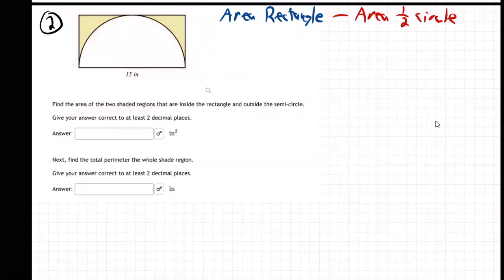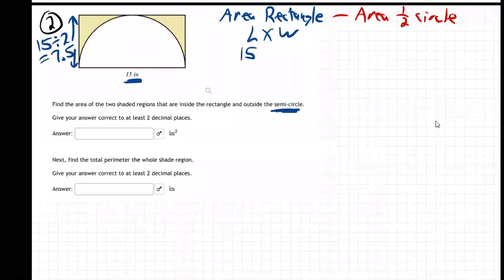Okay, so what's the area of the rectangle? You know the area of a rectangle formula. It's just one side times the other. This side is 15. What's the other side? Well, it's got to be half of that, right? Because it's exactly half a circle that's fitting in there. They call it a semicircle. That means a half a circle. So this has got to be 15 divided by 2, which is 7.5. So from there to there is 7.5.